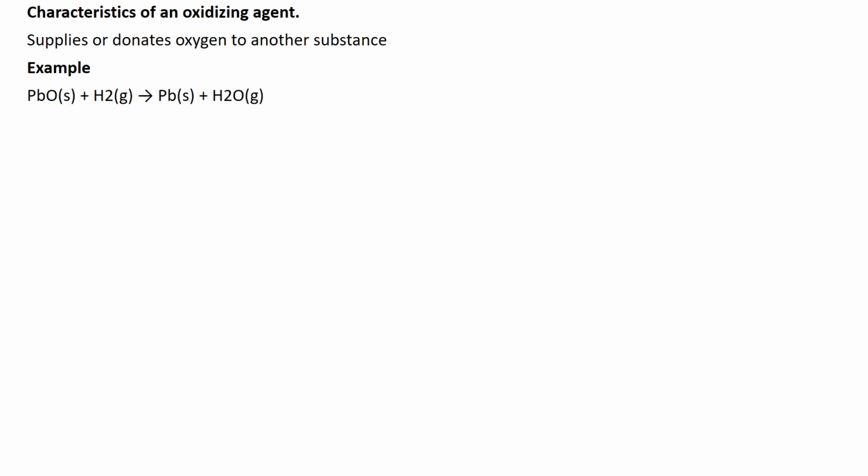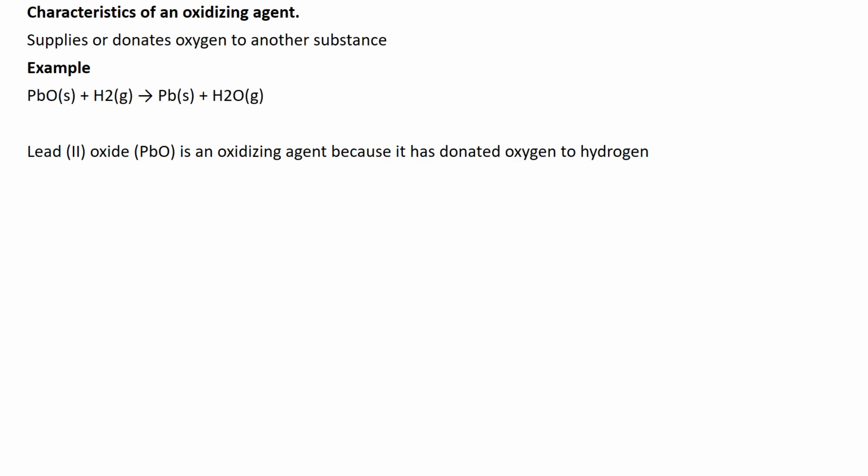H2, hydrogen. Why? Because it has gained oxygen. Therefore, it means this lead oxide here is an oxidizing agent. Why? Because it has made hydrogen gain oxygen. Okay, so in short, lead(II) oxide is an oxidizing agent because it has donated oxygen to hydrogen.